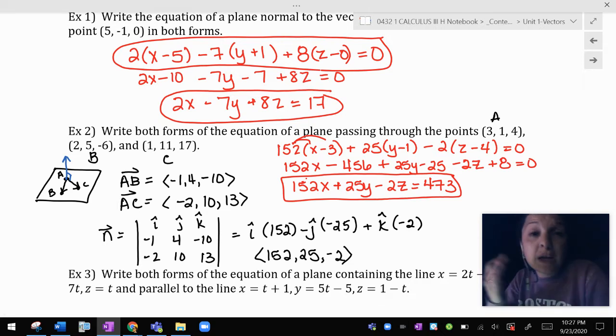You need a point and a normal vector. And since you need a normal vector and that's a perpendicular vector, you are going to often be doing cross products to get those lead coefficients for your planes, okay?